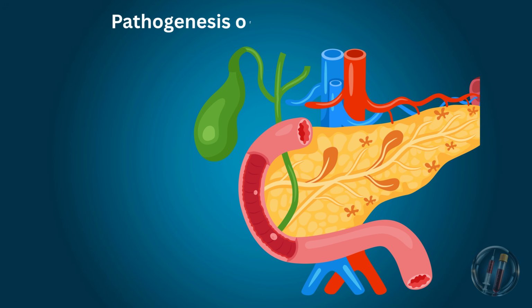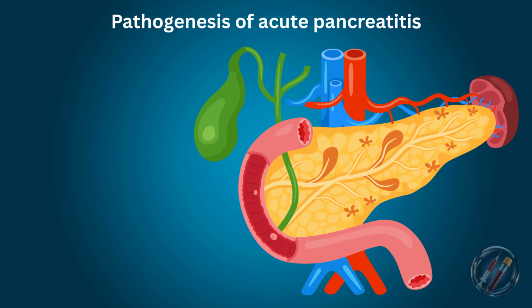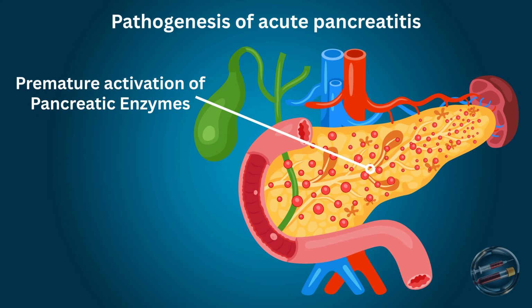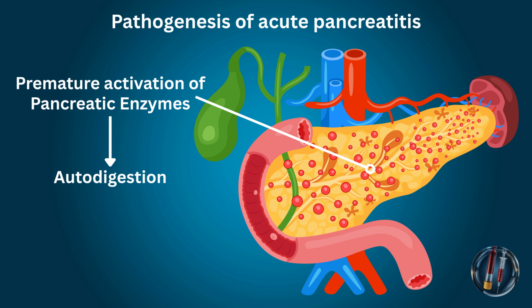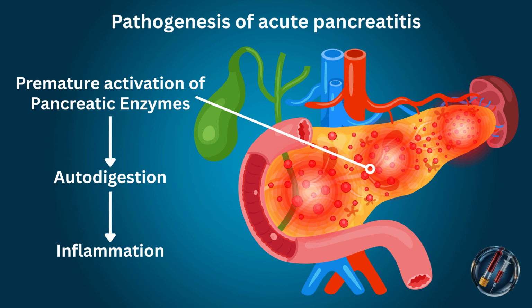Let's discuss the pathogenesis of acute pancreatitis. This condition occurs when digestive enzymes are prematurely activated within the pancreas itself rather than the duodenum. These active enzymes begin digesting the surrounding pancreatic tissue in a process known as autodigestion, which triggers severe inflammation.